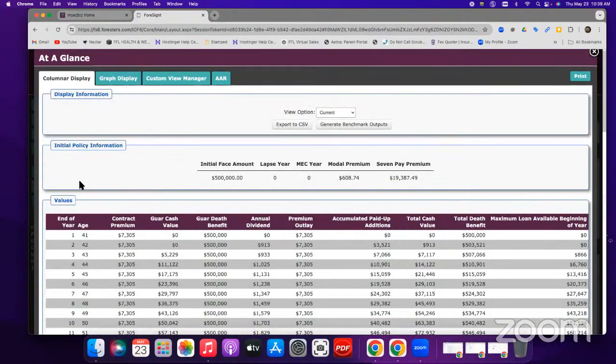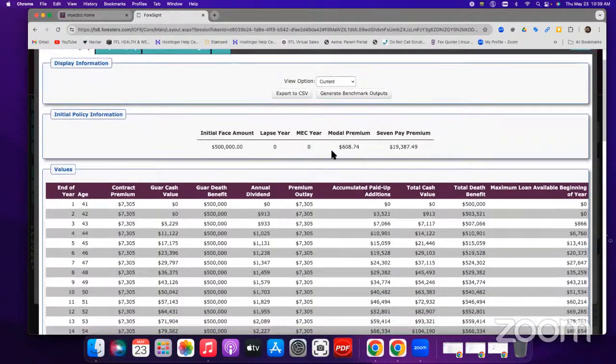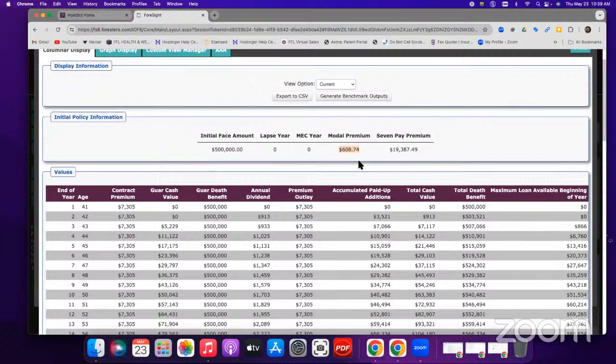So let's take a look at it here. Initial face amount 500,000, modal premium $608.74. There's zero flexibility. You are required to make this $608.74 premium every single month, come hell or high water. No exceptions.